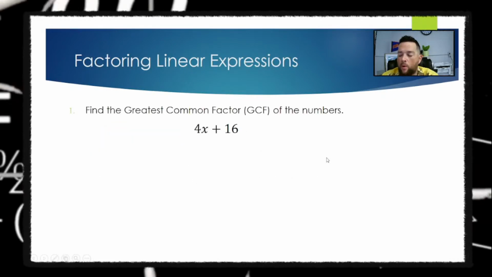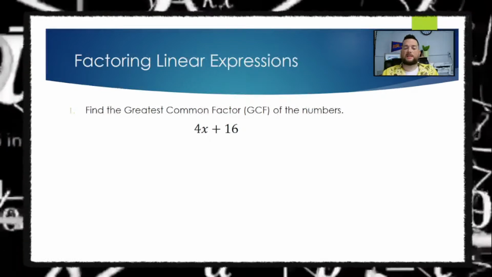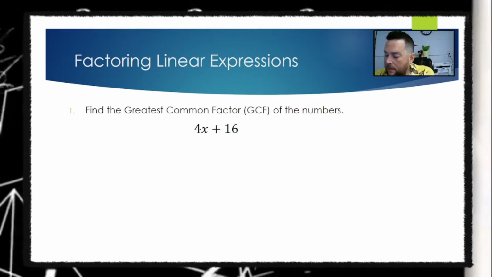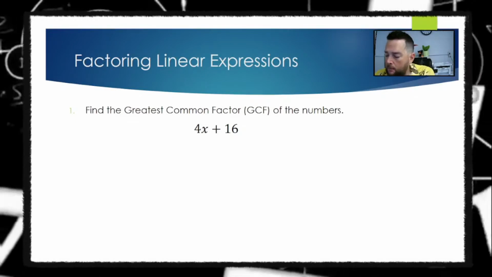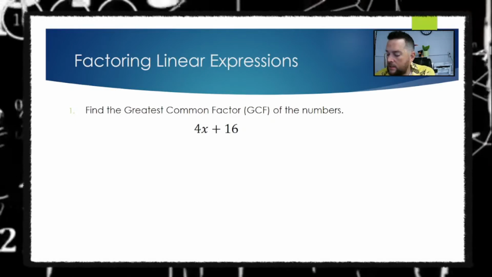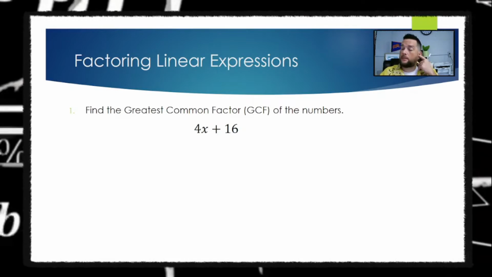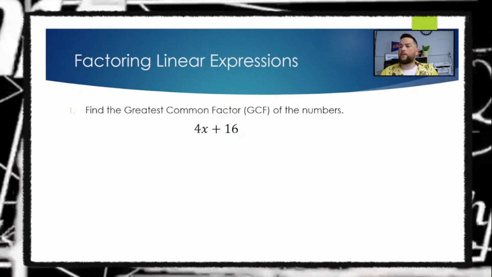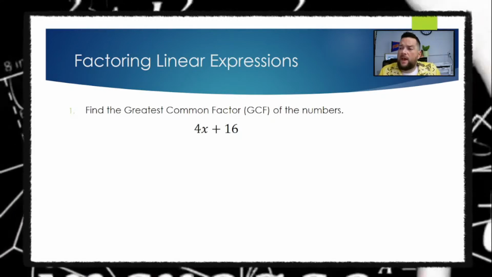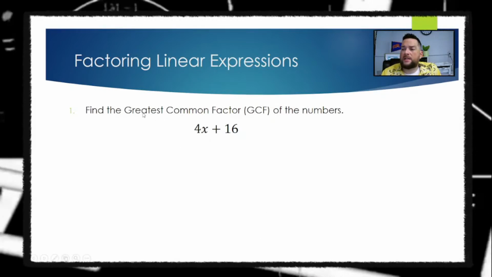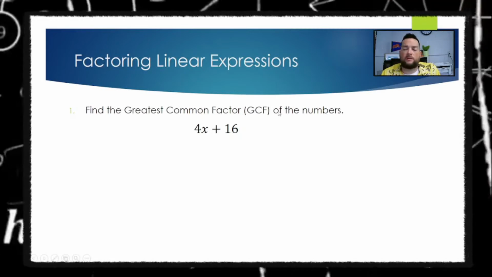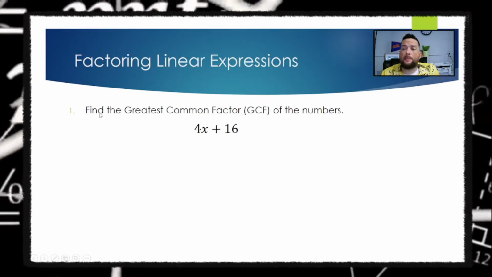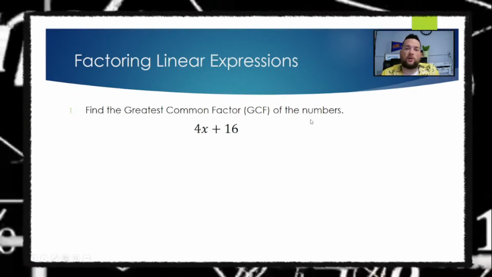We're going to try 4x plus 16. You can either pause this video and try that one, seeing what you come up with, which is what I recommend that you do, or you can listen to me as I walk through the steps again. So go ahead and pause this and try it if you haven't already. All right, so we've got 4x plus 16. We're trying to factor this linear expression, and the first step is to find the greatest common factor of the two numbers.